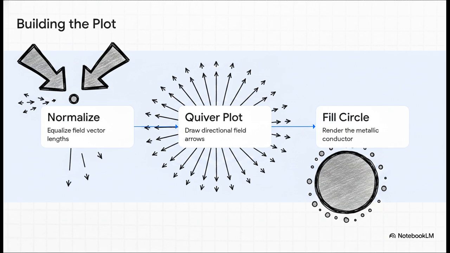Then, step 2 uses MATLAB's quiver function to actually draw all those tiny normalized directional arrows onto our grid. Finally, step 3 uses a circle made of 400 points to fill a solid gray circle right in the center, representing our physical metallic conductor.